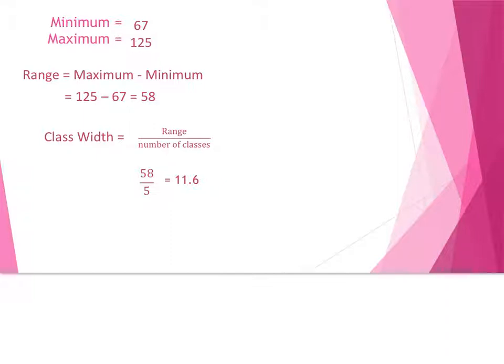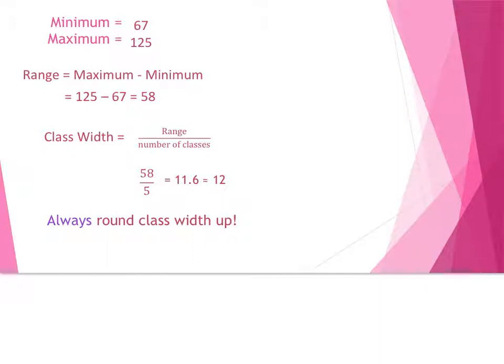Now, I want you to realize this is a 3-step process. First, I find the range. Then I divide the range by the number of classes. The last step to find what we're calling the class width is to round that final answer up to match the data. So in this case, our data was a bunch of whole numbers, so I'm going to round 11.6 up to the next whole number, which means my class width is actually going to be 12.